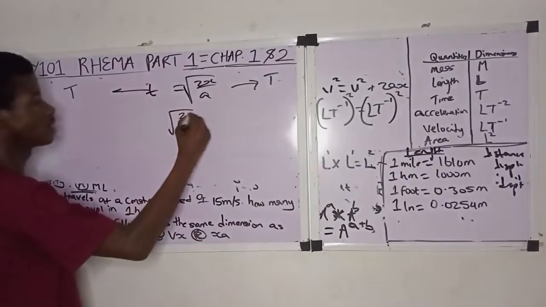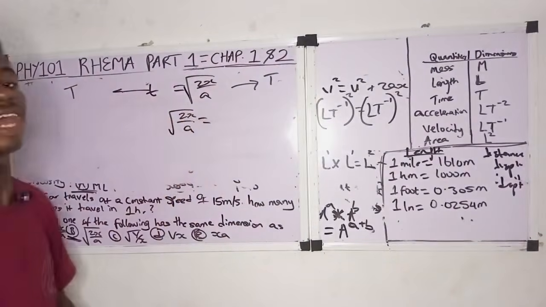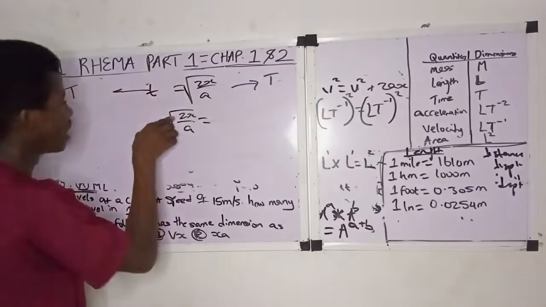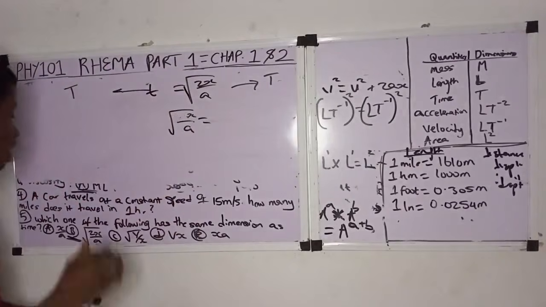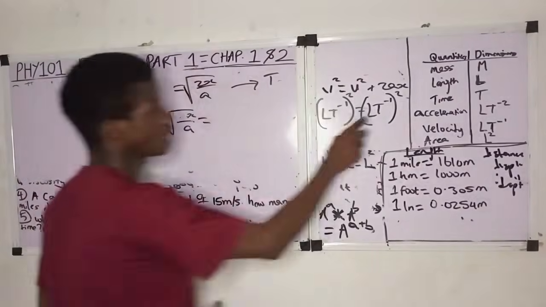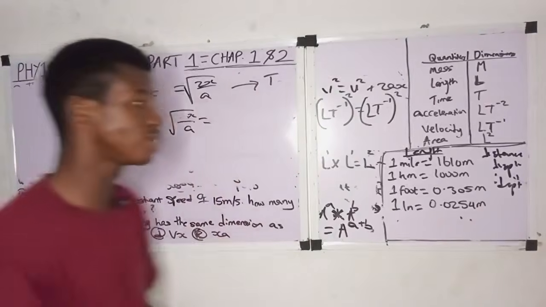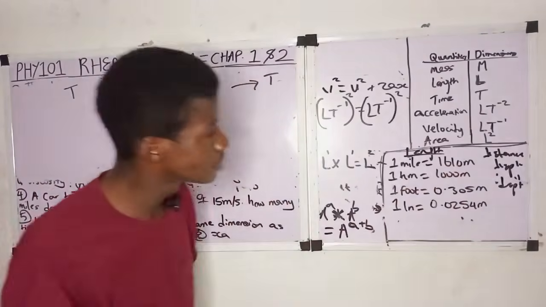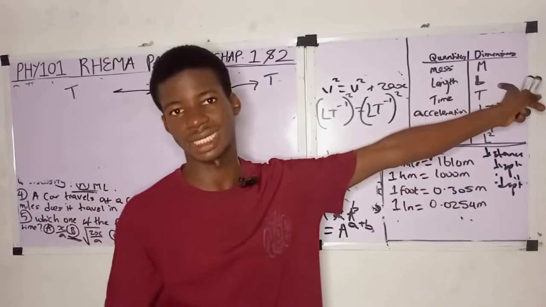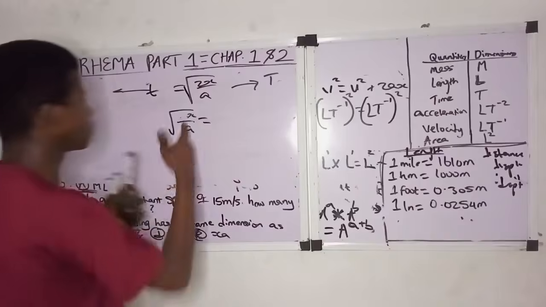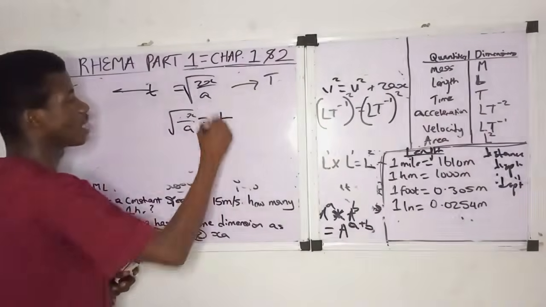Root 2x divided by a. Remember, values don't take dimension, so forget about this 2. Now let's continue. What is the dimension for distance? This is distance or displacement or length. Remember, I told you that distance, displacement, depth and breadth have the same dimension as length, which is L. So the dimension for distance is capital letter L, and don't forget about the square.